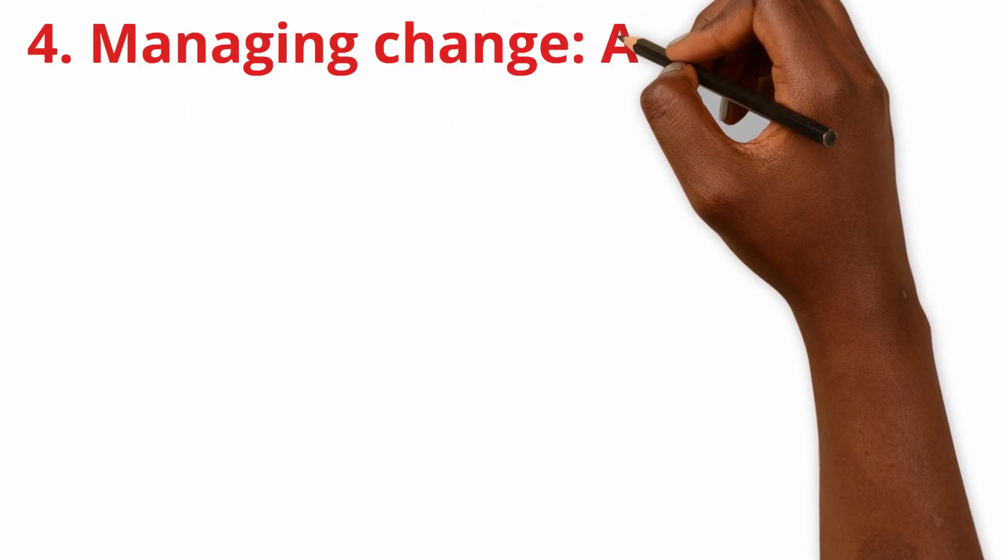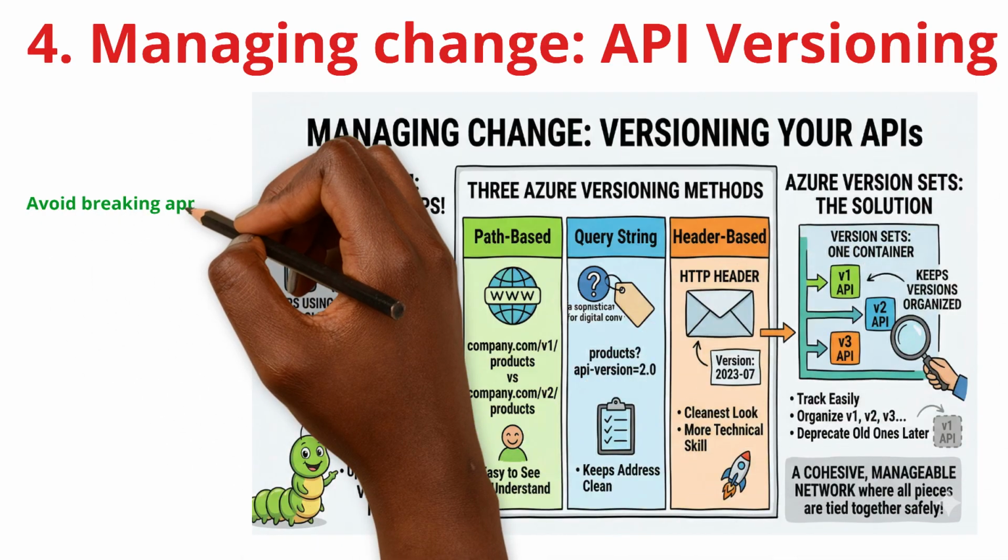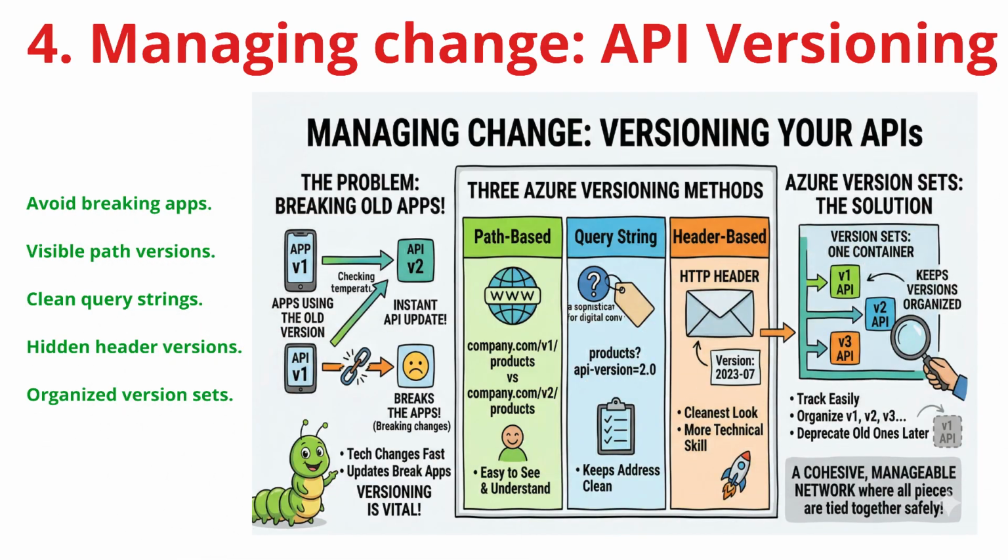In the fast-moving world of tech, change is the only constant. But here's the problem. If you update your API instantly, you might break the apps that are still relying on the old version. To prevent those broken links and unhappy users, versioning is absolutely vital. Our guide shows 3 common ways to handle this in Azure.